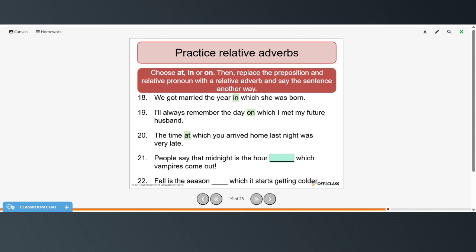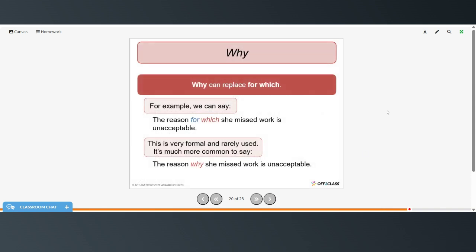People say that midnight is the hour at which vampires come out. And you can replace that with when. And fall is the season in which it starts getting colder. So fall is the season when it starts getting colder. Why can replace for which. For example, we can say, the reason for which she missed work is unacceptable, but this is very formal and rarely used. It's much more common to say the reason why she missed work is unacceptable.